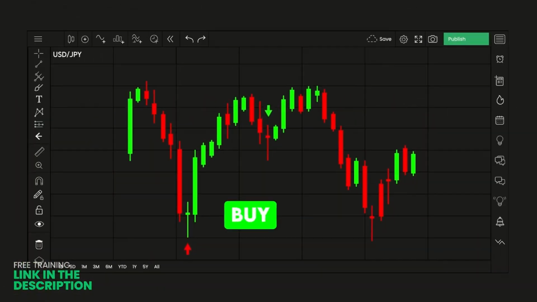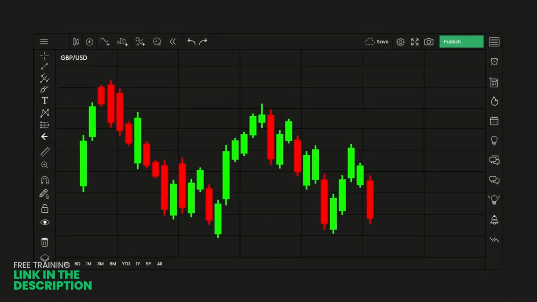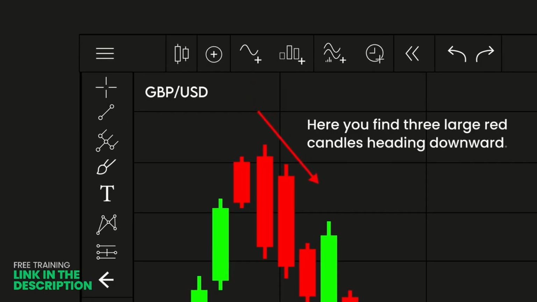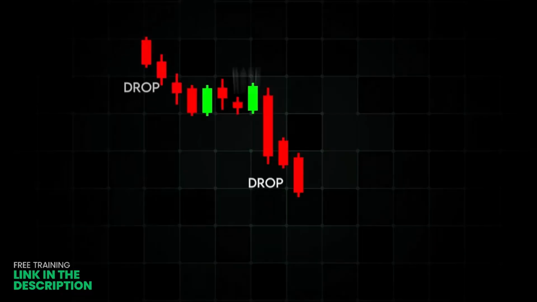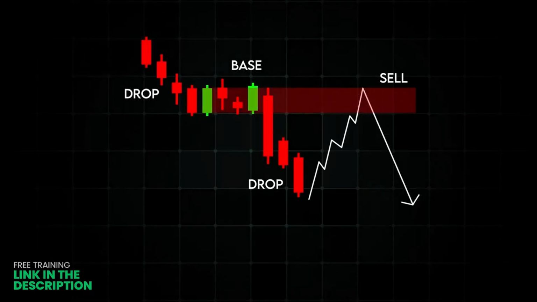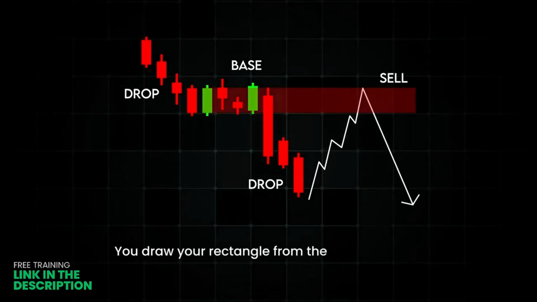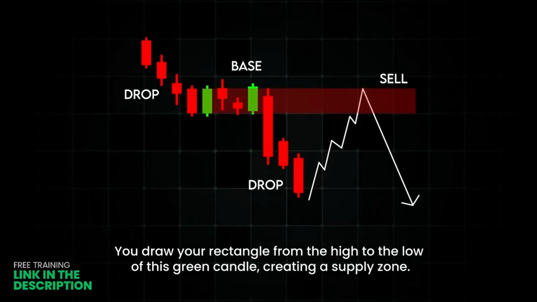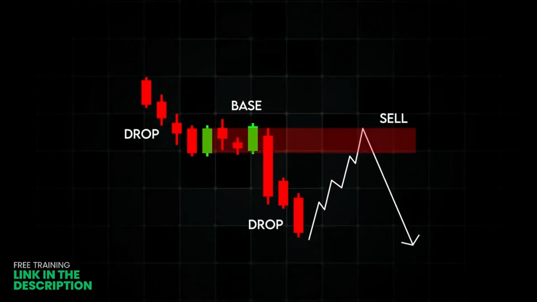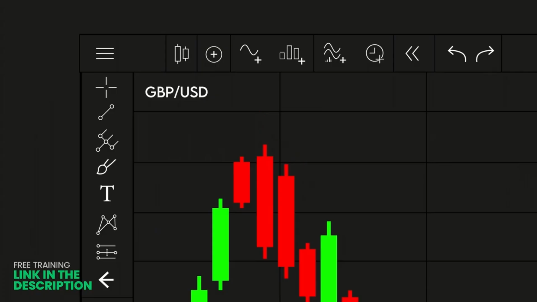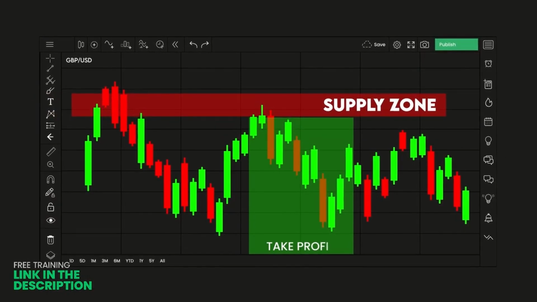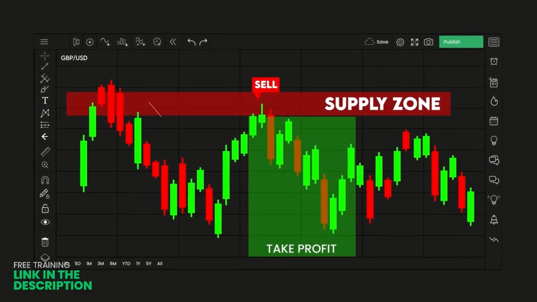This area now marked is your demand zone, and you'd watch this area closely for when the price returns to consider a buying opportunity. Conversely, for a supply zone example, let's turn to the GBP USD chart. Here you find 3 large red candles heading downward. The last green candle before this drop is your origin. You draw your rectangle from the high to the low of this green candle, creating a supply zone. When the price revisits this zone, it might be an excellent opportunity to sell, anticipating the price will drop following the pattern set by the smart money's previous selling activity.